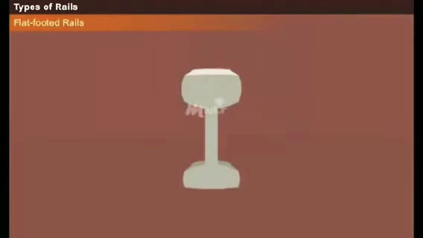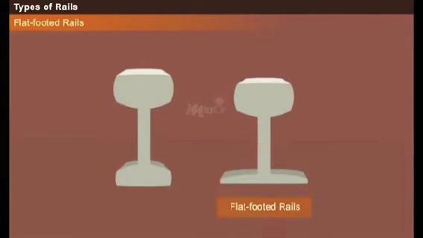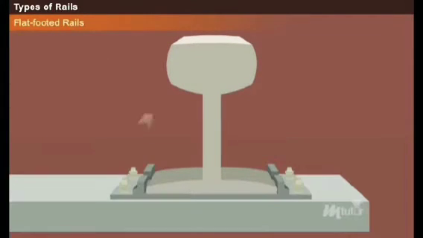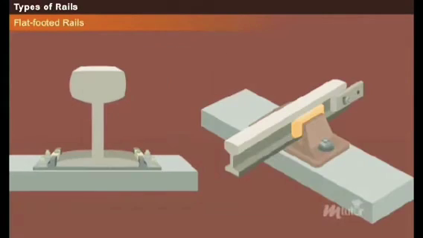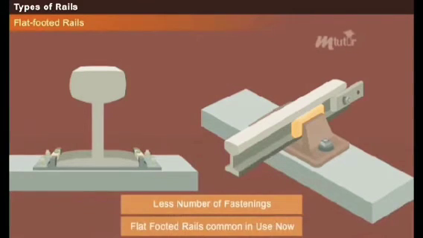The rail sections having their foot rolled to flat are called flat-footed rails. Flat-footed rails are fixed to the sleepers using a bearing plate. Here, no chairs are required to hold the rails in position. Thus, they require fewer fastenings and are predominantly used nowadays.